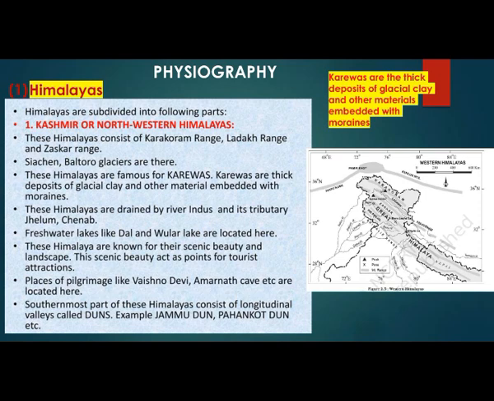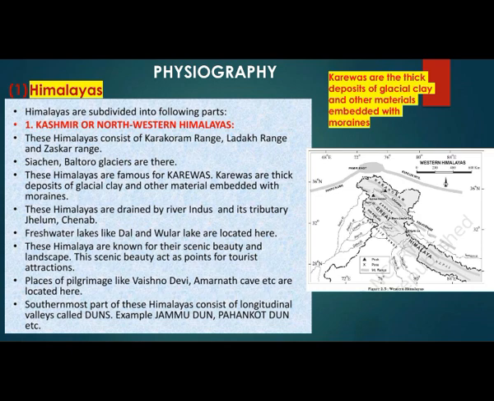These Himalayas are famous for Karewas. The Karewas are thick deposits of glacial clay and other material embedded with moraines. These Himalayas are drained by the river Indus and its tributaries Jhelum and Chenab. Freshwater lakes like Dal and Wular are located here. These Himalayas are known for their scenic beauty and landscape. This scenic beauty acts as a point of tourist attraction.